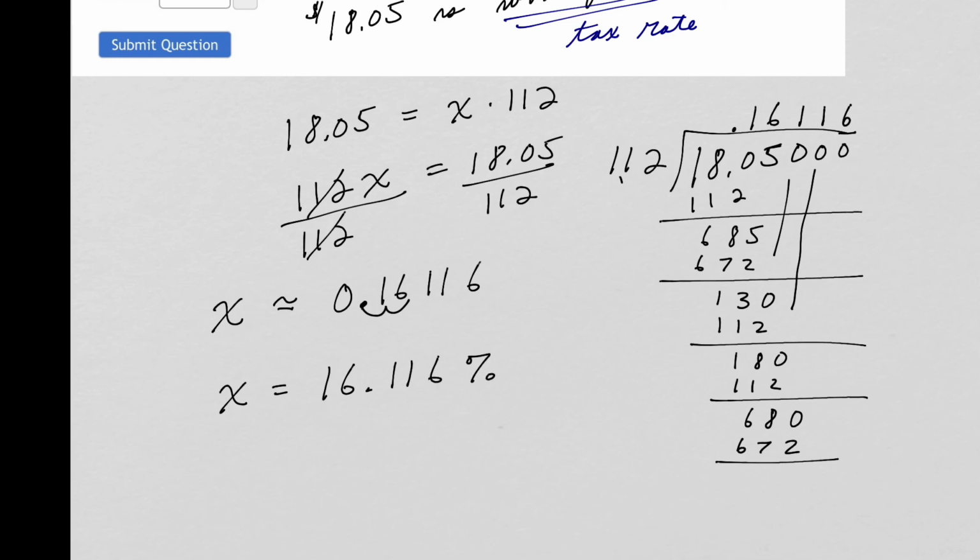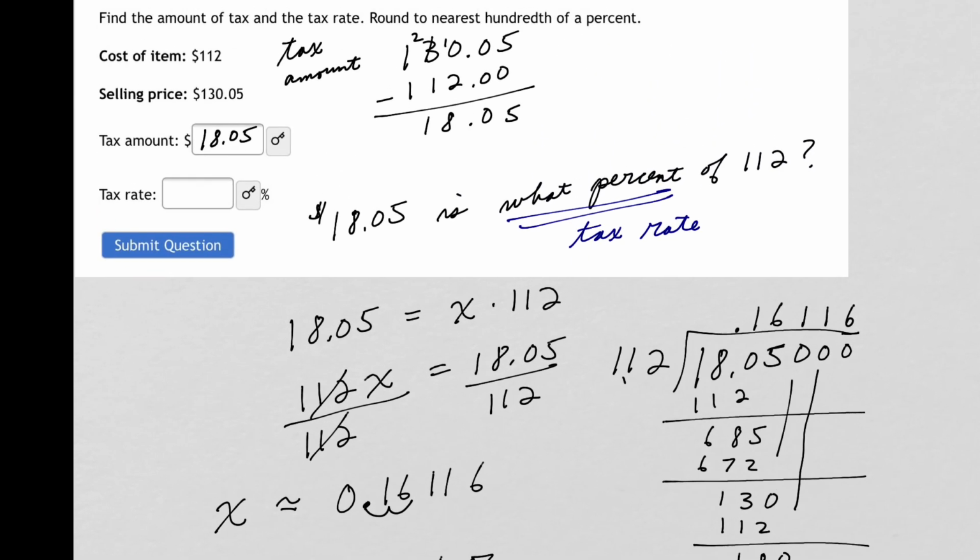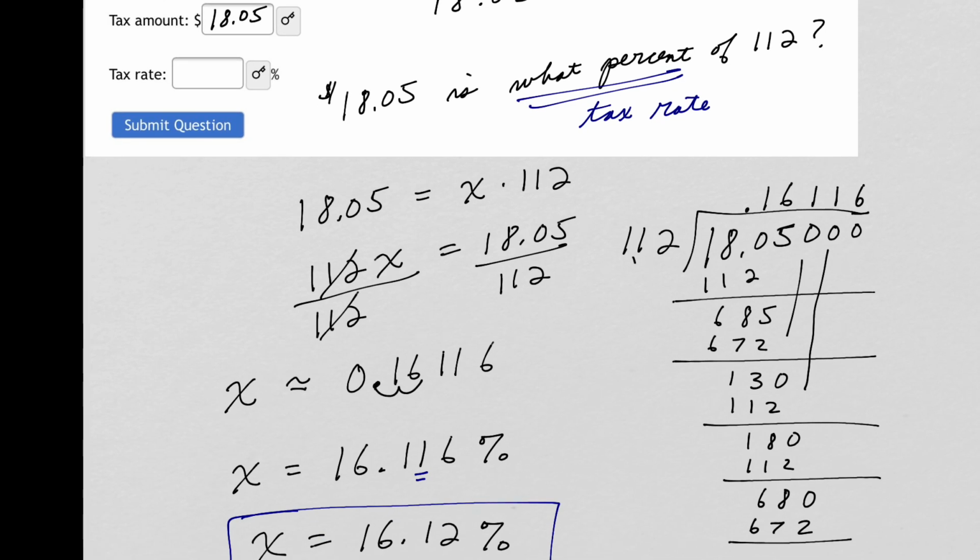So really my answer is going to be 16.116%. But then they wanted us to round it to the nearest hundredth of a percent, which is this one right here. So I look to the right, that's 5 or greater. It's 6, so that 1 has to go up to a 2. So really the best answer would be x is equal to 16.12%. And that would be our answer. Okay, so the tax rate is 16.12%.